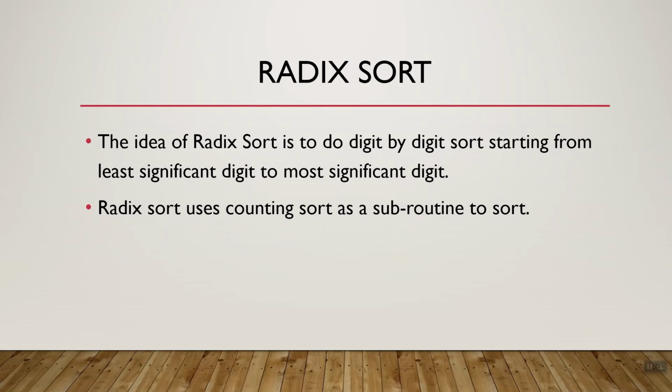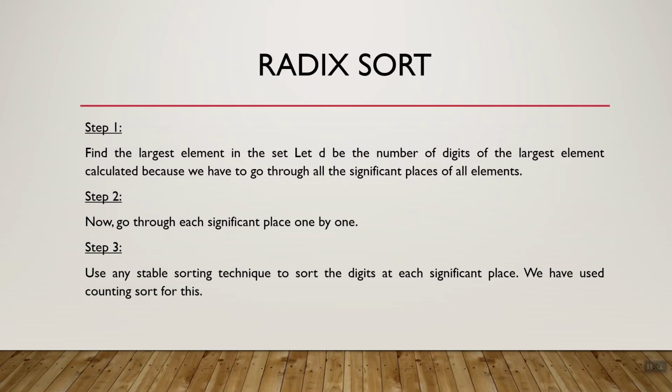The idea of radix sort is to do digit by digit sort, starting from the least significant digit to the most significant digit. Radix sort uses a counting sort as a subroutine to sort. Here's a step-by-step implementation of radix sort.